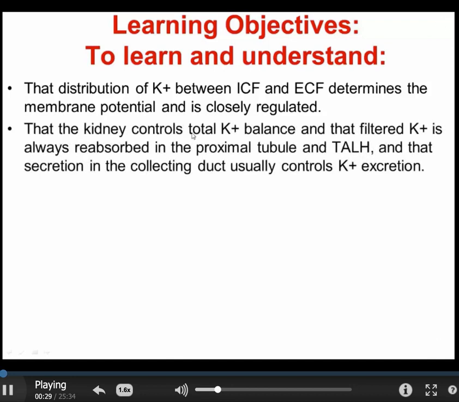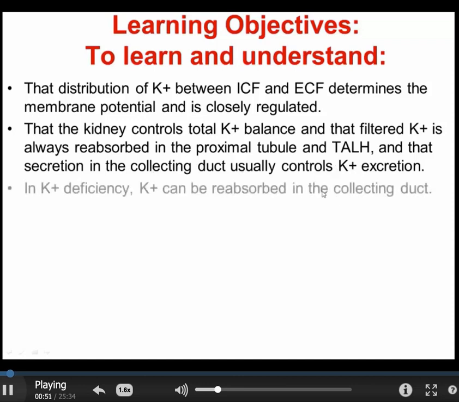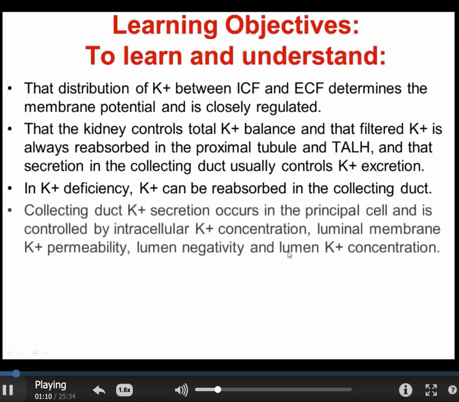We'll learn that the kidney controls total potassium balance, and that the handling of potassium by the kidney is quite unusual. Most of the filtered potassium is reabsorbed in the proximal tubule and the thick ascending limb, and it's the secretion of potassium into the collecting duct that usually controls potassium excretion. Now, when potassium is deficient, the collecting duct can actually reabsorb more potassium. So the kidney is very flexible, but under normal circumstances, the amount of potassium excreted in the urine is determined by the amount secreted in the collecting duct.